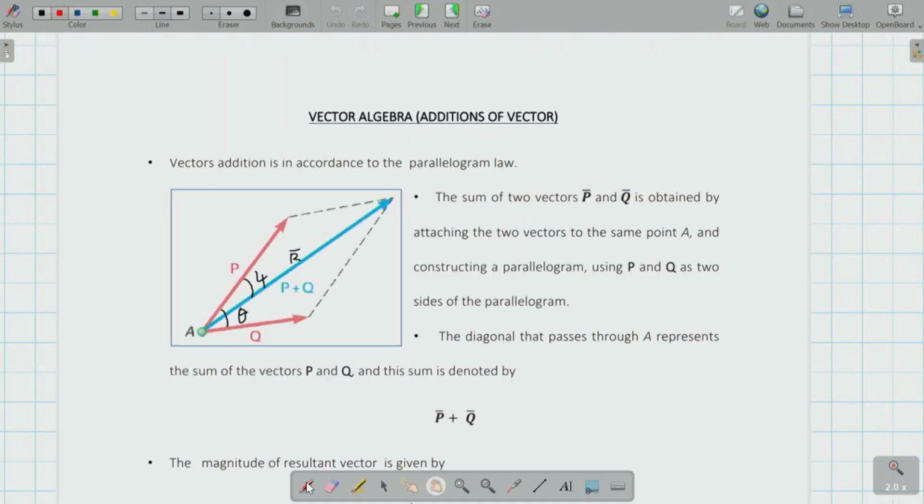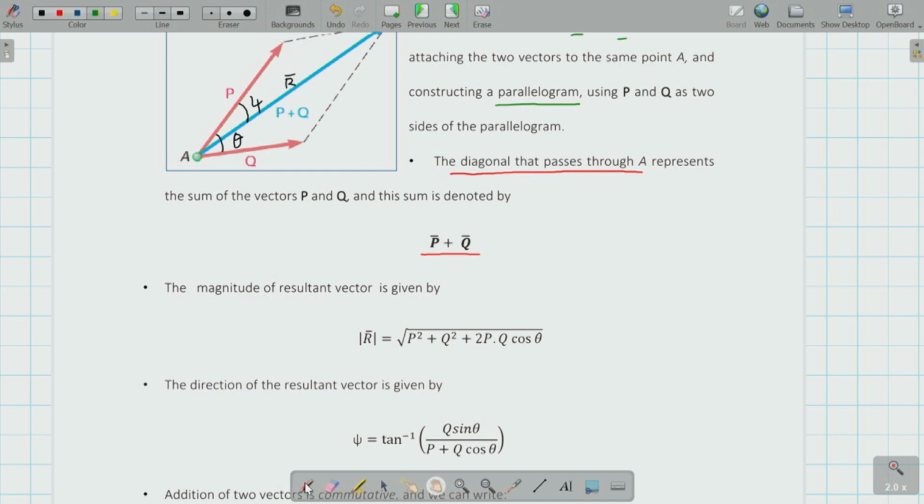Addition of vectors. Vector addition is in accordance with the parallelogram law, which says that the diagonal of the parallelogram is the sum of two vectors. Let's consider P and Q are the two vectors. We construct a parallelogram by joining the two ends and drawing lines parallel to P and Q, and R is the resultant vector. The magnitude of the R vector is given by square root of P square plus Q square plus 2PQ cos theta, and the direction of R vector with reference to one of the vectors is given by psi, which is tan inverse of Q sin theta by P plus Q cos theta.